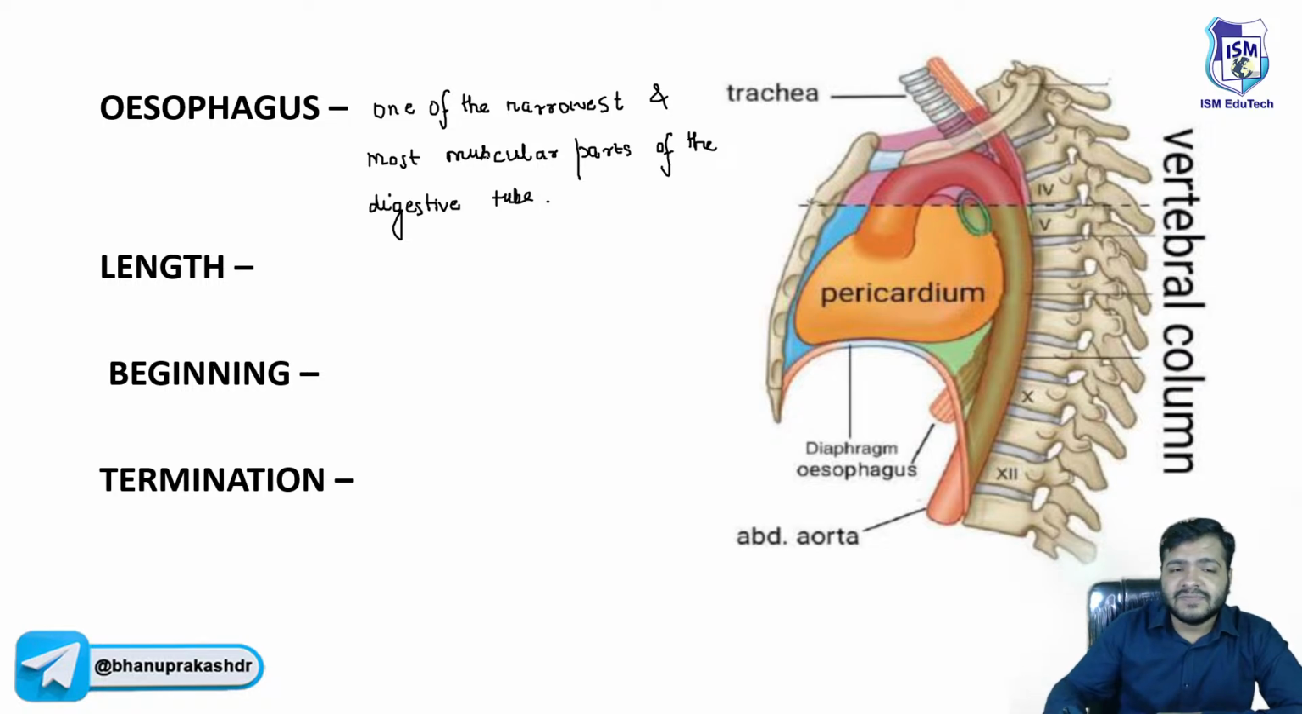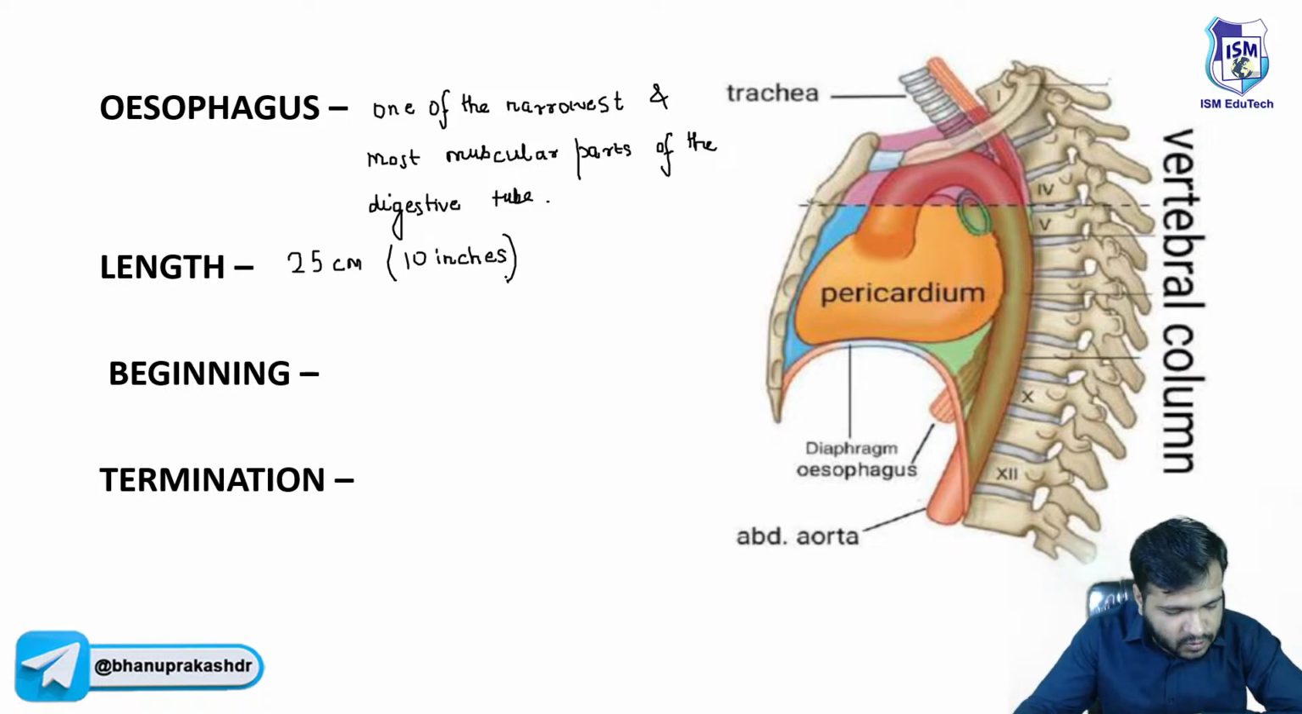Coming on to the length of the esophagus. So remember the length of the esophagus. It is approximately around 25 centimeter, or in other words, I can say it is 10 inches. So the length of the esophagus is approximately 25 centimeter, which is equal to 10 inches.